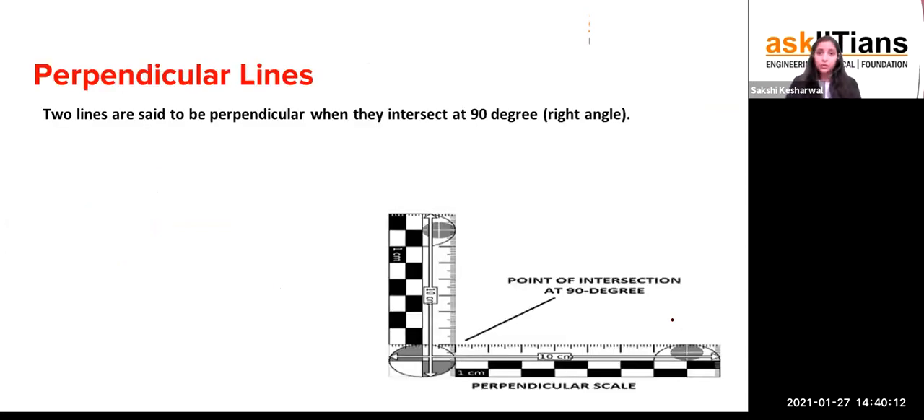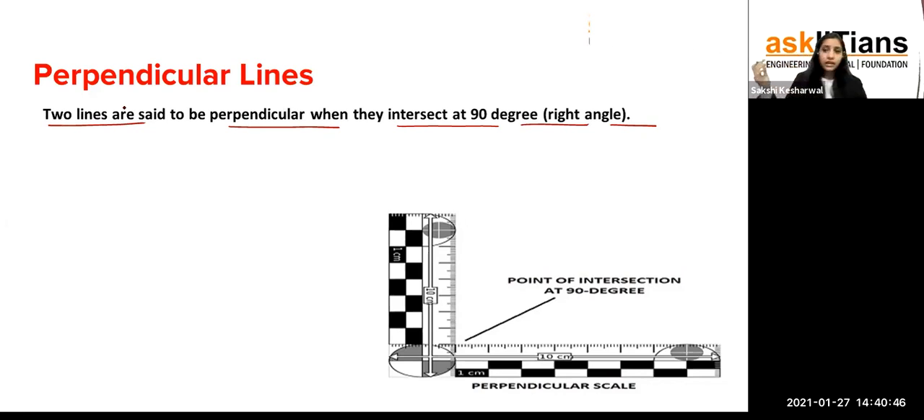Now coming to the perpendicular lines. Two lines are said to be perpendicular when they intersect at 90 degrees, or right angles. Later on we'll be learning more about perpendicular lines. You can see this very clearly in your day-to-day life. If you take a sheet of paper, and this line is intersecting this line, what is the angle made over here?